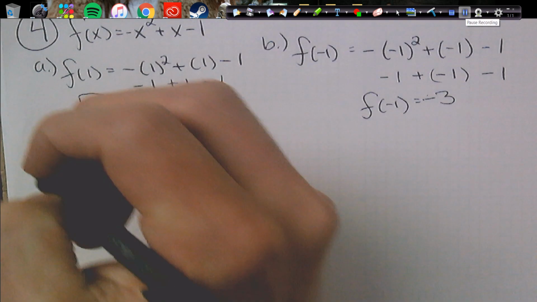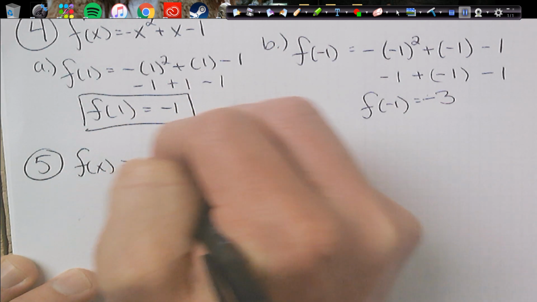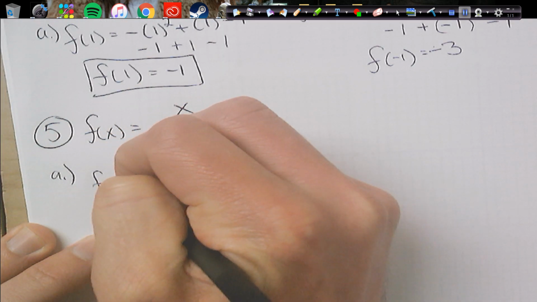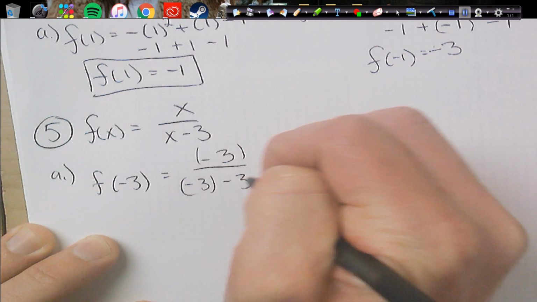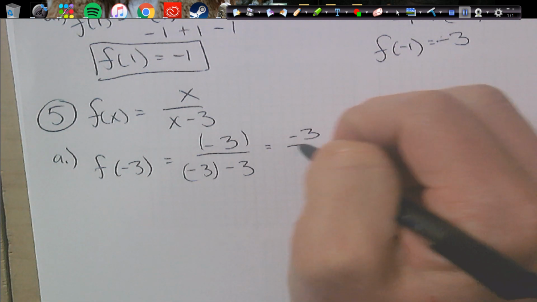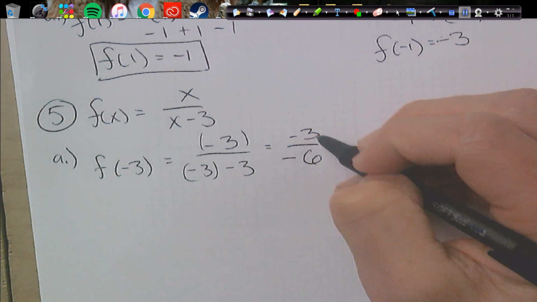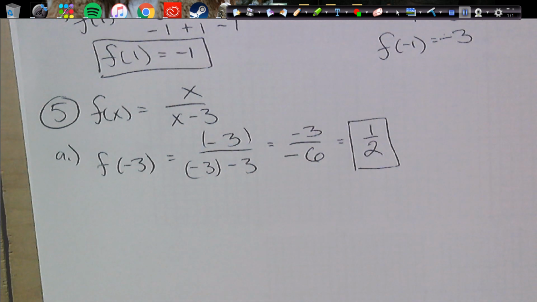And we're back. Question number 5. We get f of x equals x over x minus 3. Doing the same thing for part A, we're going to do f of negative 3. So we get negative 3 over negative 3 minus 3. A lot of students yesterday thought that we could cancel these out. That is not true. That's only true if everything was multiplying. They're not multiplying. So we're just going to evaluate. Negative 3 minus 3 is going to give me negative 6. 2 negatives make it positive, and this would reduce to 1/2. So f of negative 3 is equal to 1/2.